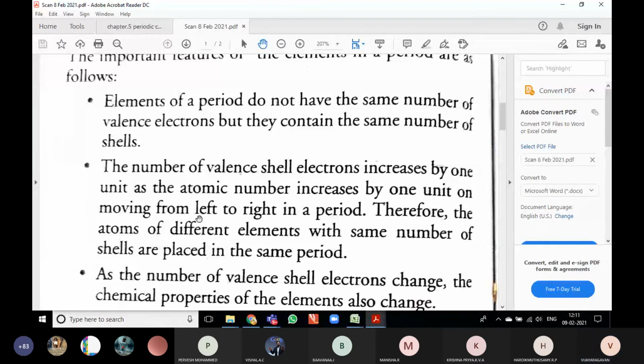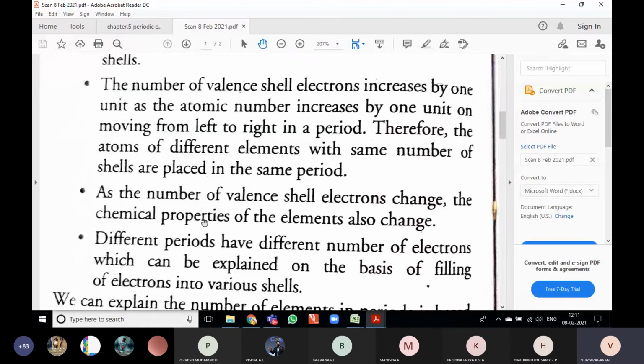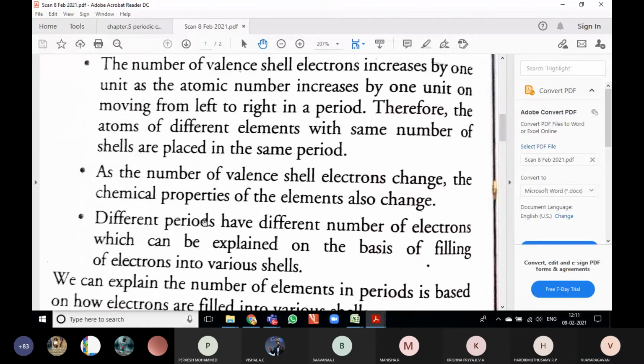As the number of valence electrons changes, the chemical properties of the elements also change. See here, when we move from left to right, the electrons in the outermost orbit are called valence electrons. So they are changing. Because of this change, the chemical properties of the elements also change.